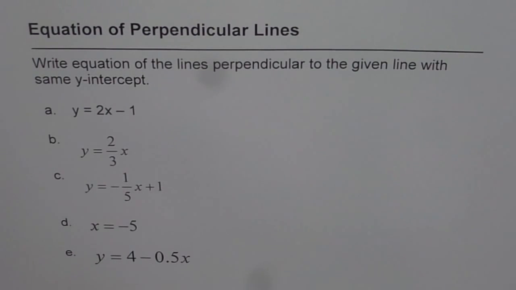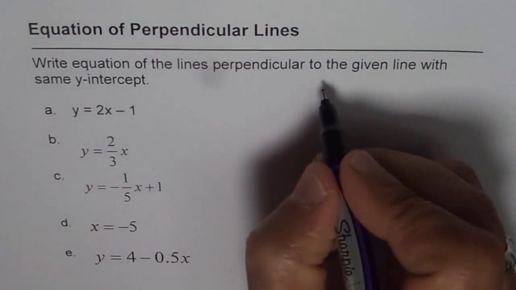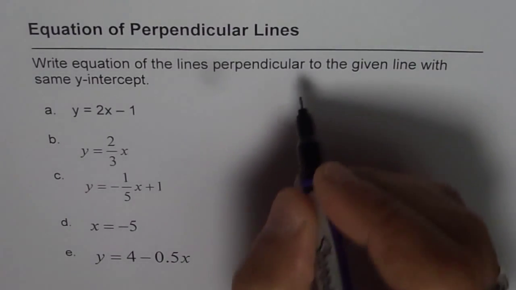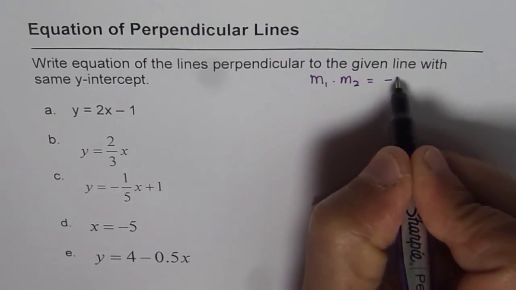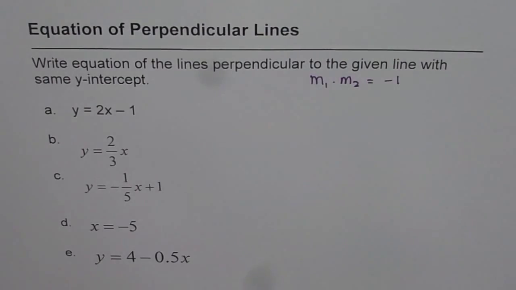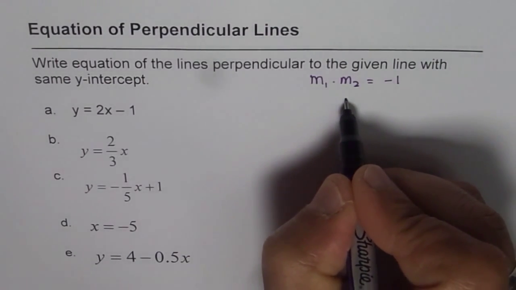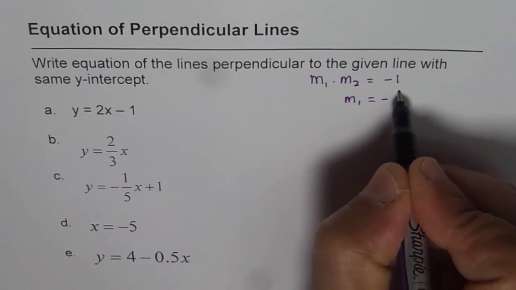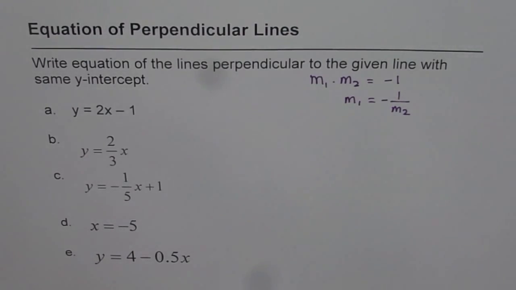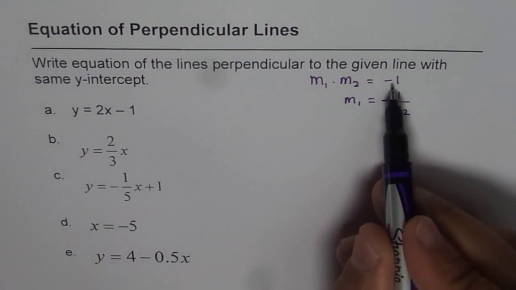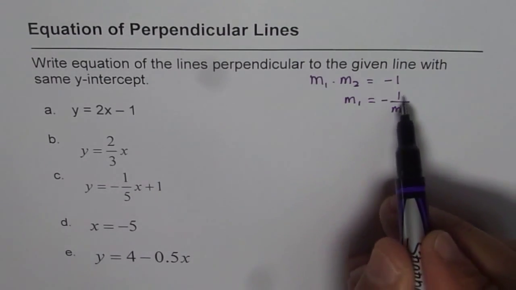I'd like you to pause the video, write down the equations of perpendicular lines with same y-intercept and check with my solution. Now when we are talking about perpendicular lines, we say line 1 and line 2 are perpendicular if product of their slopes, that means m1 times m2, is negative 1. That is one way of saying it. Or we can say that one slope is negative reciprocal of the other. So either we can say the product is negative 1 or their slopes are negative reciprocal.